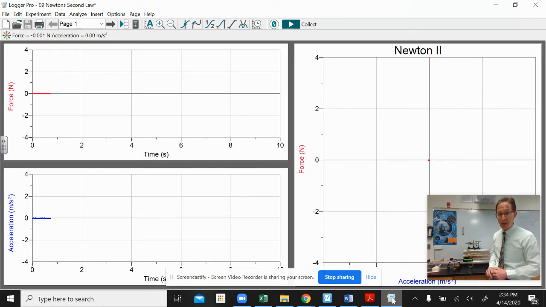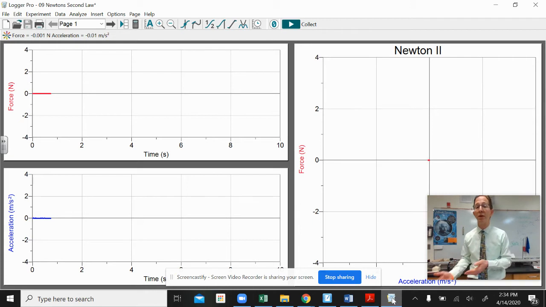And what you're going to see on the screen here is a force versus time graph in the upper left, an acceleration versus time graph in the bottom left, and then a graph comparing the force and the acceleration over on the right. Before I get started, I want you to make your prediction.